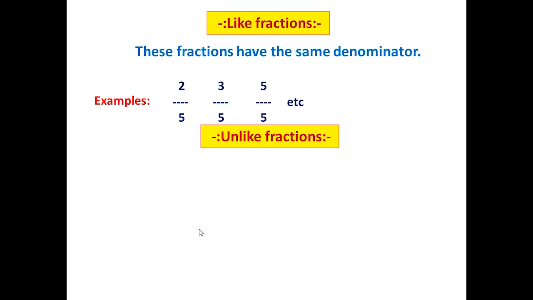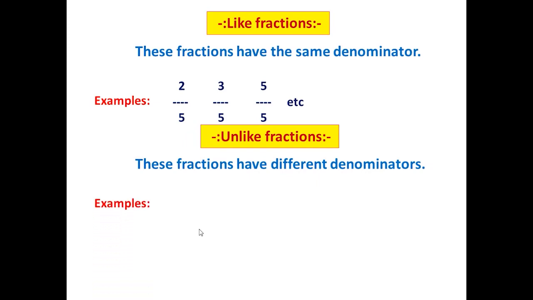Unlike fractions. These fractions have different denominators. So see the example. See here, in these fractions the denominators 7, 5 and 11 are different. So that is why these fractions are called unlike fractions.